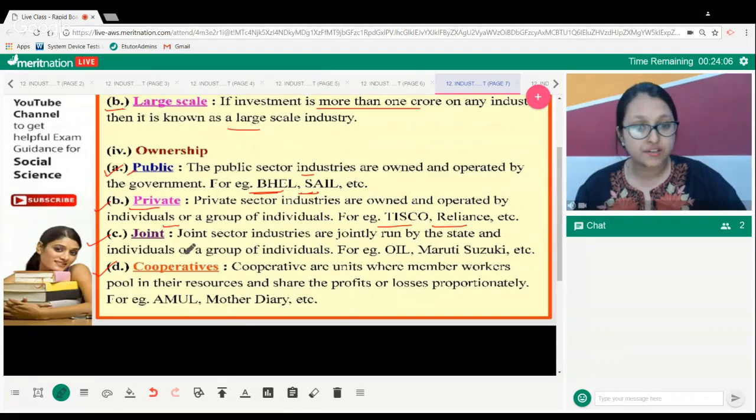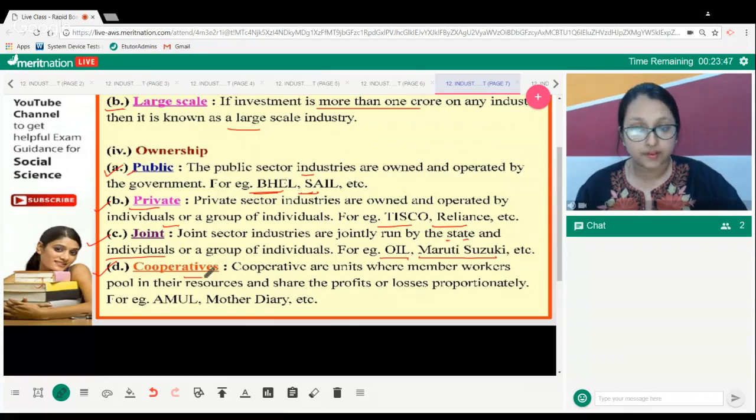Then come joint industries. Joint sector industries are jointly run by the state as well as individuals or groups. Okay, so they are run by both public and private, in which Oil India and Maruti Suzuki are both examples of joint industries.